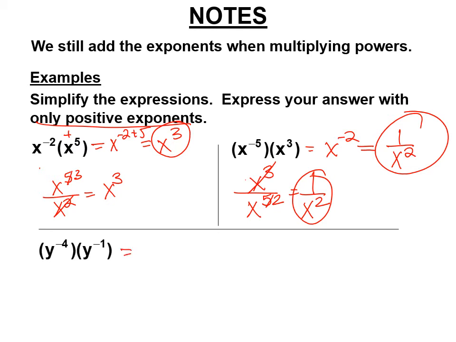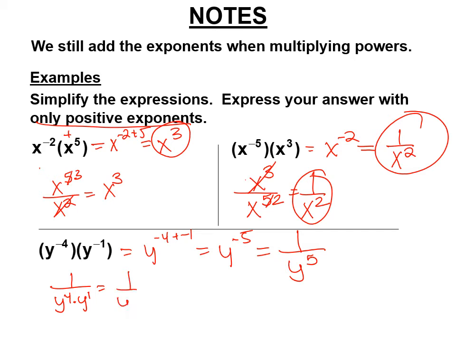So you add the exponents. Negative 4 plus negative 1 is y to the negative 5th, but you're not allowed to leave it that way. There's this rule that we express our answers with positive exponents. So it's 1 over y to the 5th. And again, same thing. Those both go down to the bottom, so they're both 1 over y to the 5th. So there's more than one way to get there today. It's up to you.